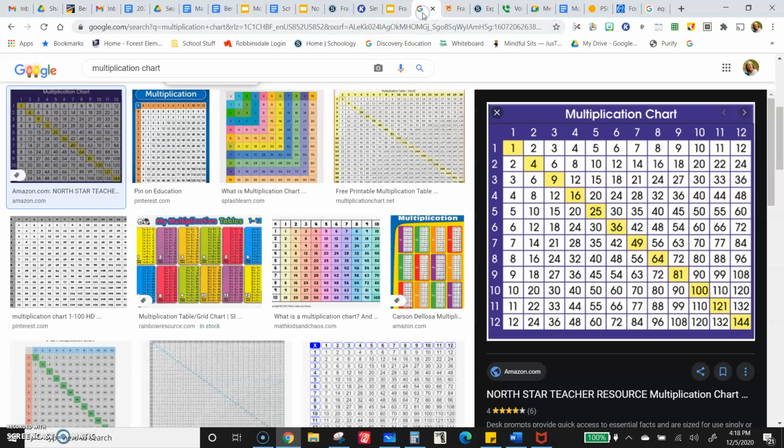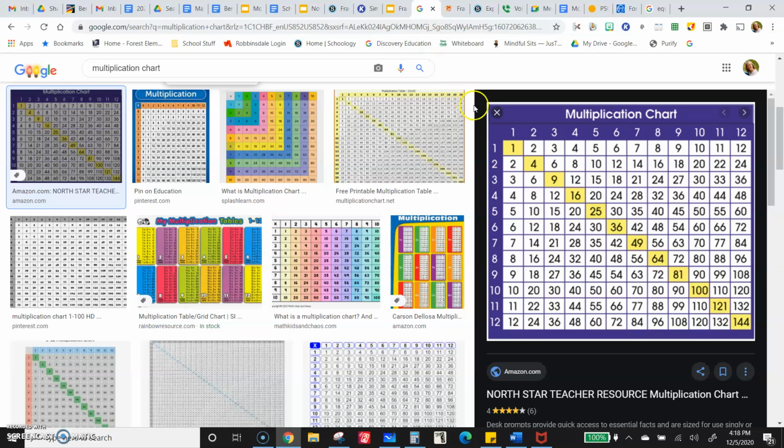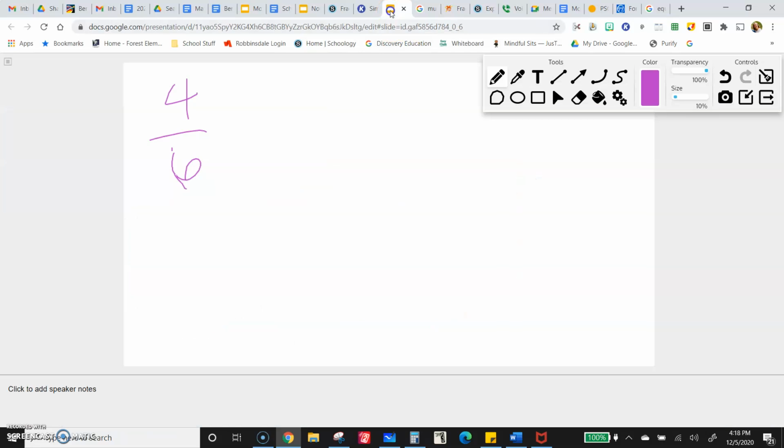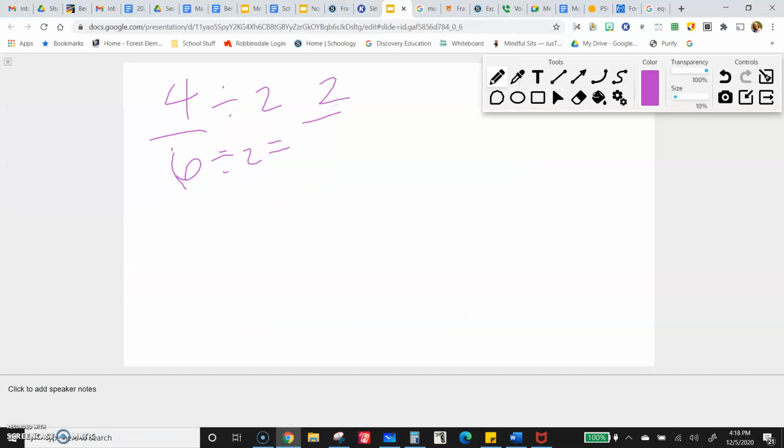Or I can look at a multiplication chart and I can say, okay, 4 and 6. I need to find a row that has both 4 and 6 in it. So if I look and I say, oh, right here, 4 and 6 are both in the 2 row, I know I can divide it by 2. And then I can look back at my chart and I can say, okay, 4 divided by 2 is 2, and 6 divided by 2 is 3. So that is one great way to help you out. So then I know it equals 2/3 simplified.